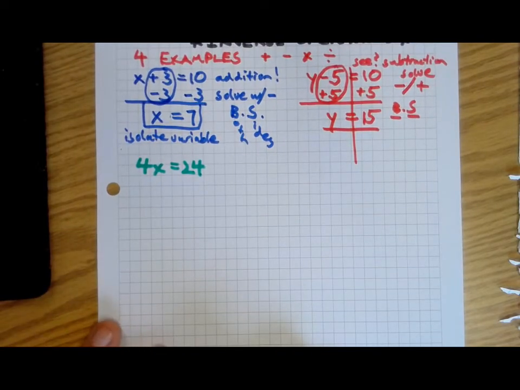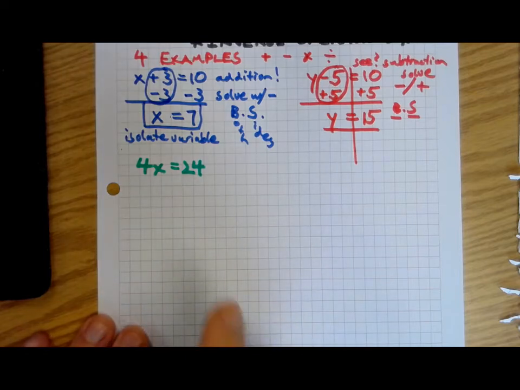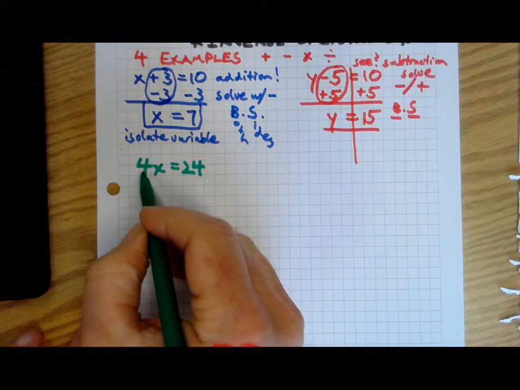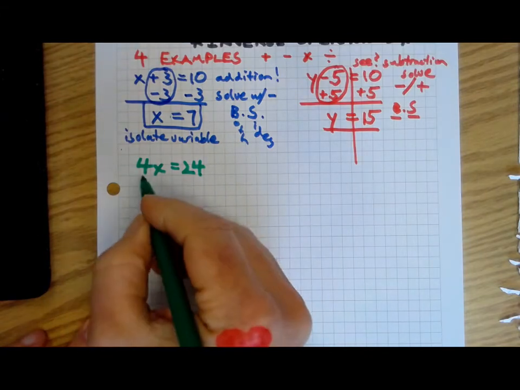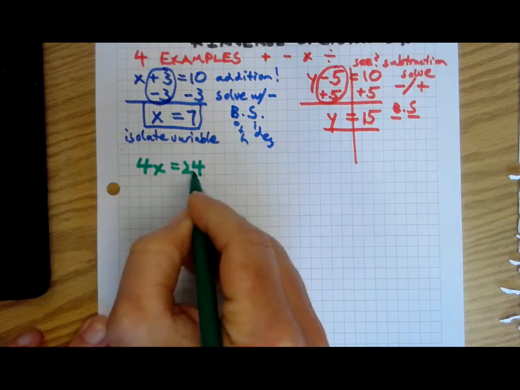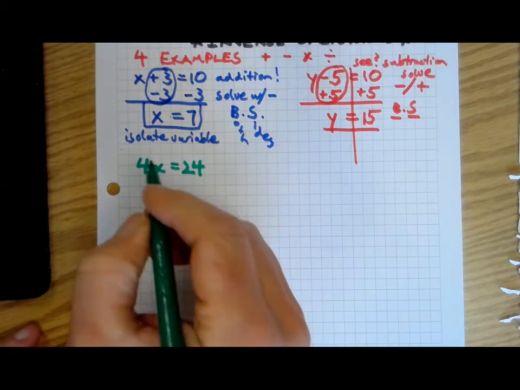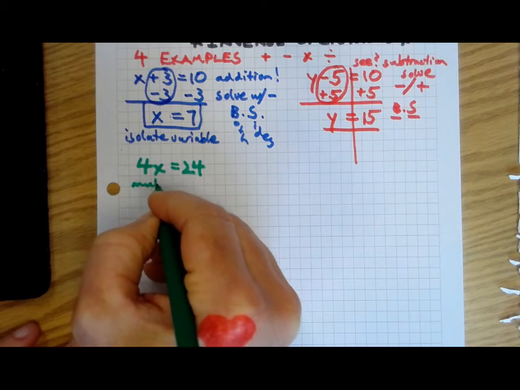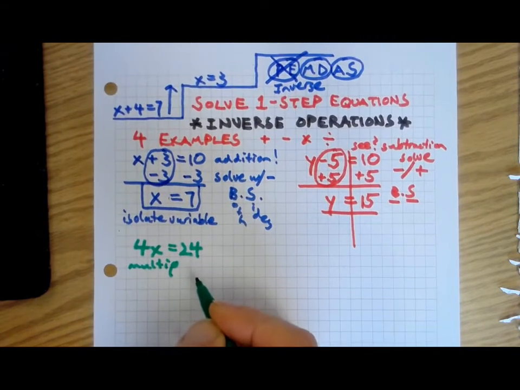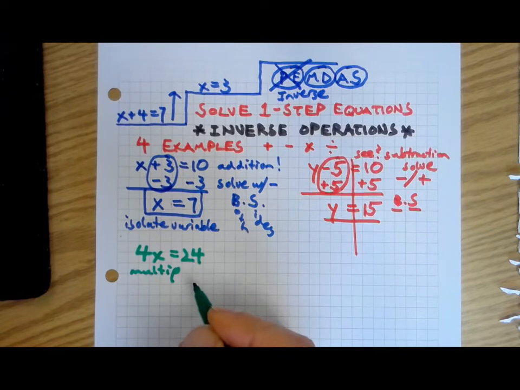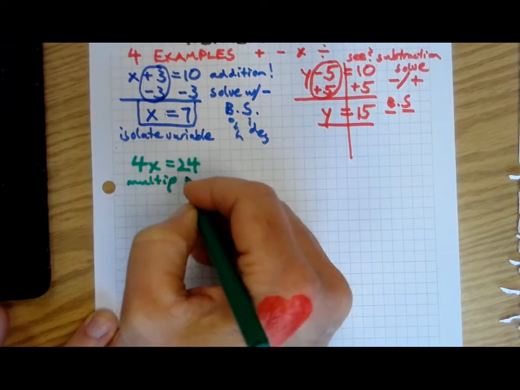4x equals 24. What operation do you see happening here? When you see a number and a variable right next to each other, that's a coefficient, which means it's like a codependent. They need each other to multiply to make this answer. Okay, so this is multiplication that we see. Let's look back up here. What's the inverse of multiplying? What undoes multiplying? Division, right?